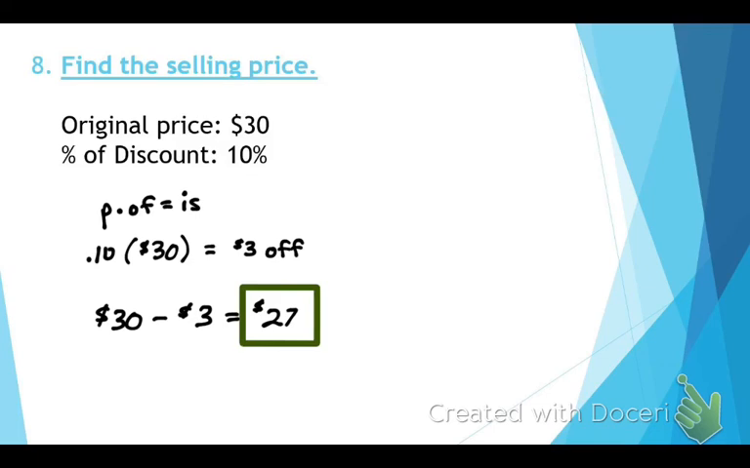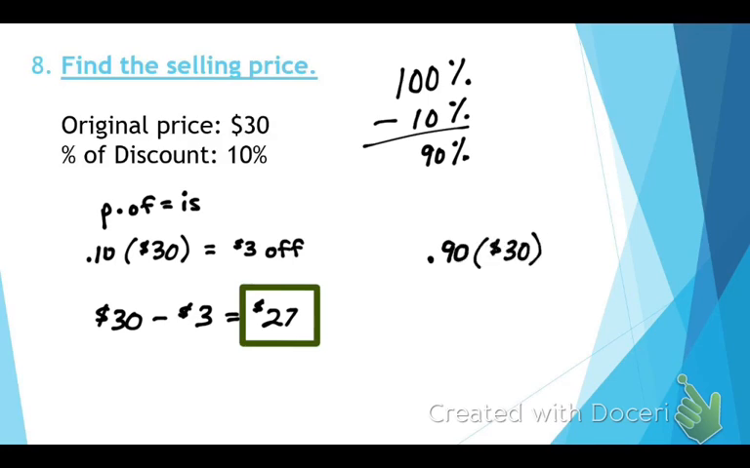Now, there's another way that I also taught you how to do this. I taught you to take the percentage you have to pay. If it was 100%, but we get 10% off, guys, what percentage do you have to pay? 90%. Here's the fast way.